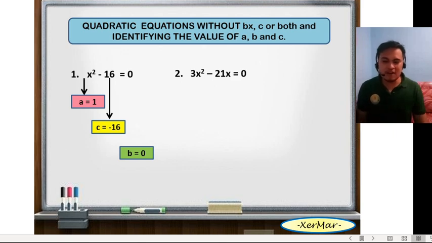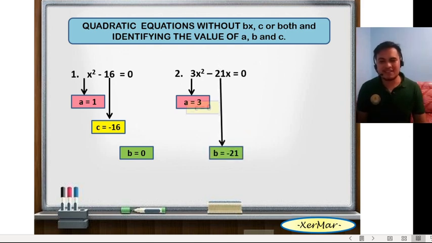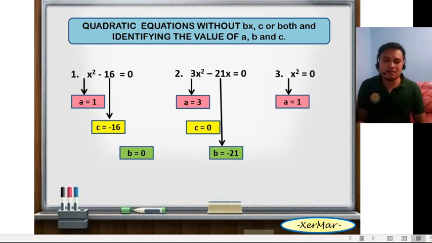What would be the value of a? A is 3 and b is negative 21. Again, c is 0. Next, number 3, x squared equals 0. So, ano lang ang term na meron tayo? Quadratic term only. So, ibig sabihin, wala tayong linear term at wala din tayong constant term. Both are lacking or missing. So, therefore, ang value ng a ay 1, while the value of c and b are 0.